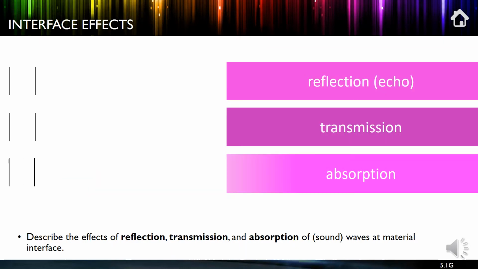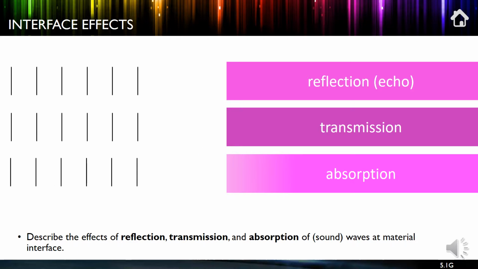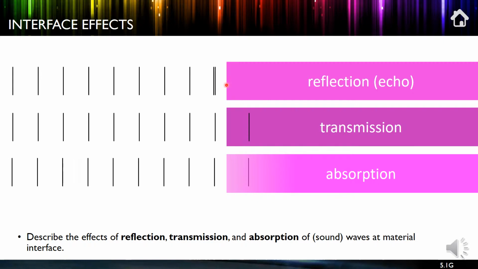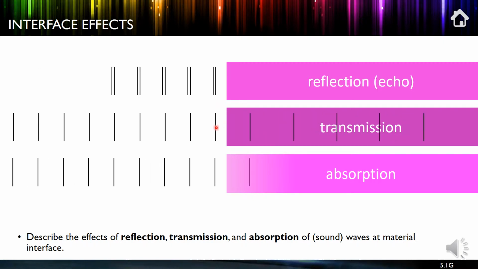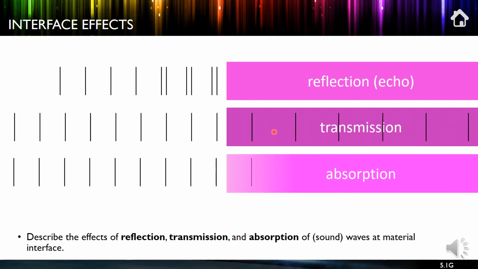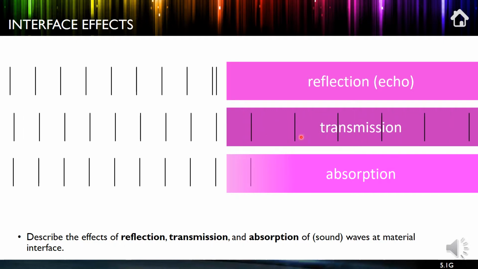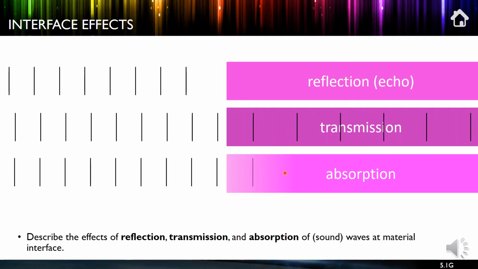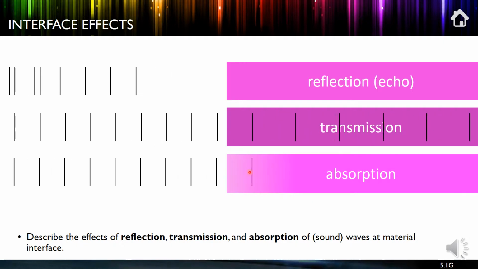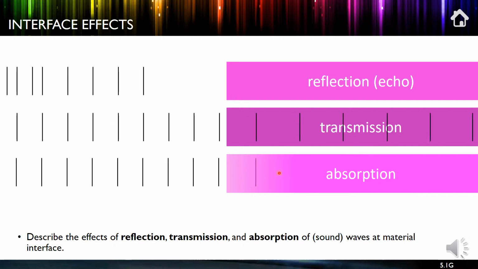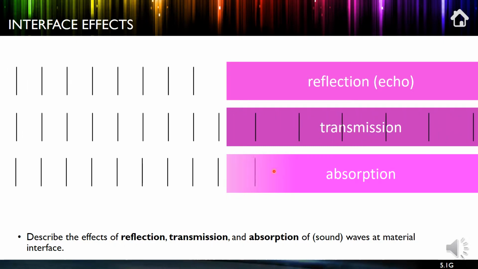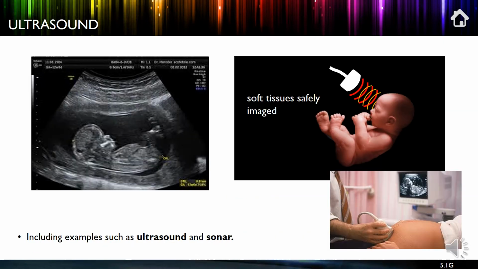So three behaviours are summarised here: reflection, transmission, and absorption. Reflection is an echo in the context of sound, and you'll see them bouncing back here in a second. Transmission, we've just seen in the previous slide. It just means it's allowing the wave through. And finally, absorption means that it's not allowing it through, and in a very short distance it's turning the energy into heat, and it's not allowing that wave to pass through.